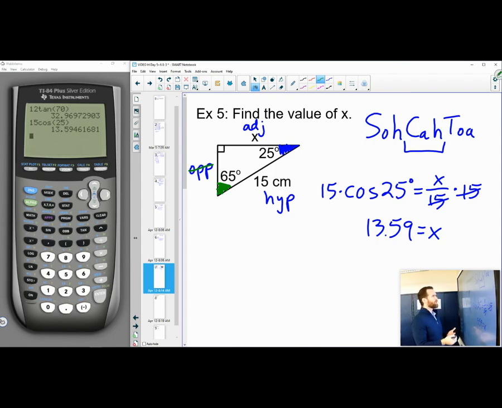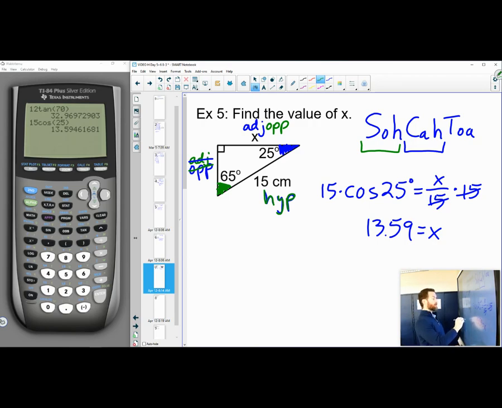Let's check it. Well, if we're looking at 65 now, things are slightly different. This is still the hypotenuse, but the opposite side is now x. X is opposite, and then this blank side is adjacent. But we still don't need the blank side, so we can cross off the green adjacent. And now we're looking for opposite and hypotenuse. So O and H, that would be sine.